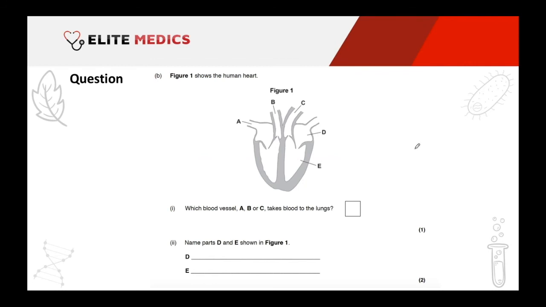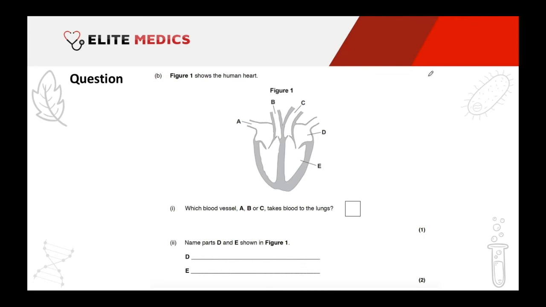This is a diagram of a heart, and you'll see in exam questions you always get pictures of the heart in there, and you have to label it. So what it's asking us to do is to work out, using our knowledge of anatomy of the heart, what the letters are referring to. For part 1, it says which blood vessel, A, B or C, takes blood to the lungs. So remember, you can draw on this exam paper if you want. You can do whatever you like, just as long as you don't include it in your answer. So you don't put it in the answer box, but you can draw outside on the question.